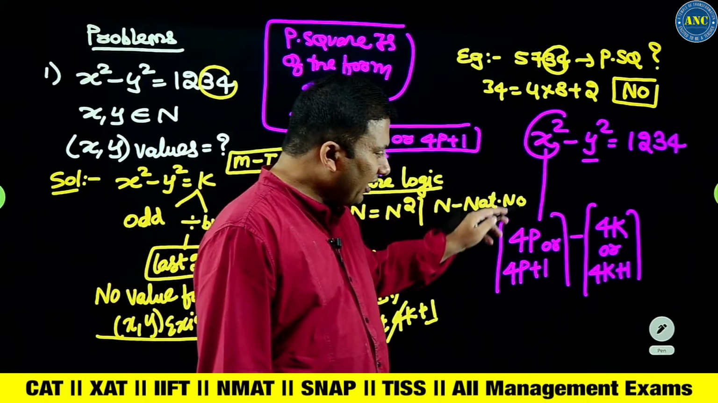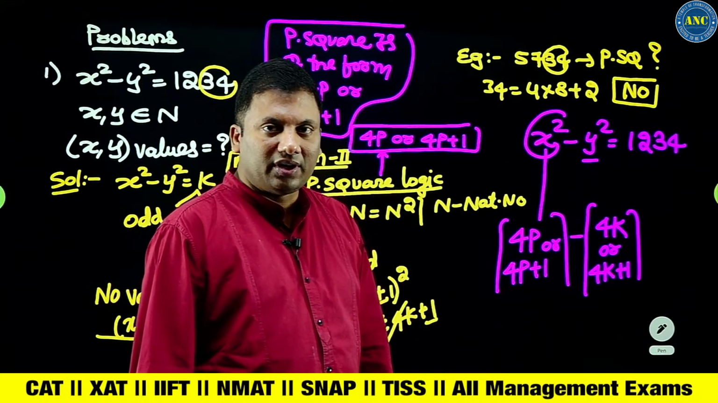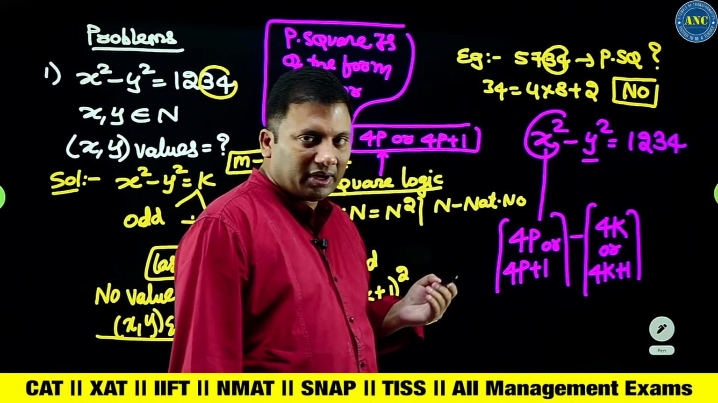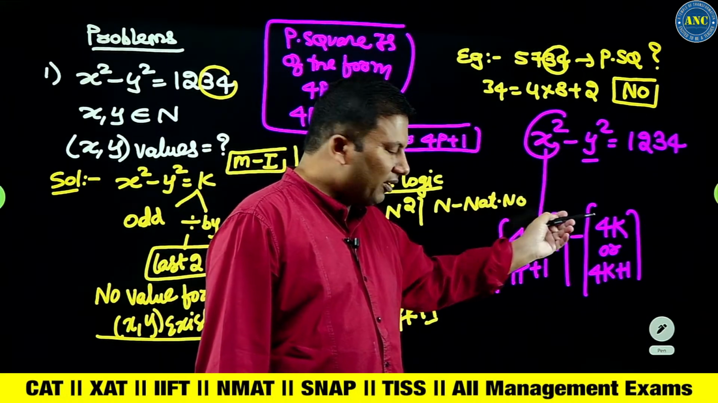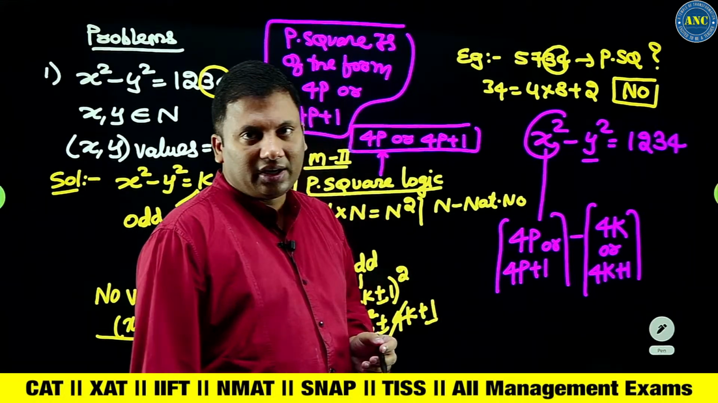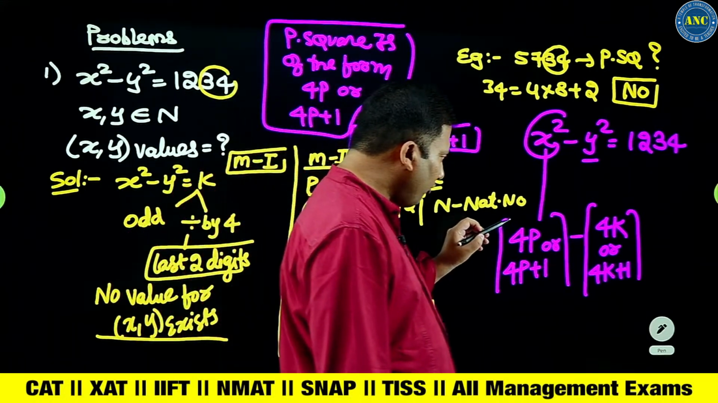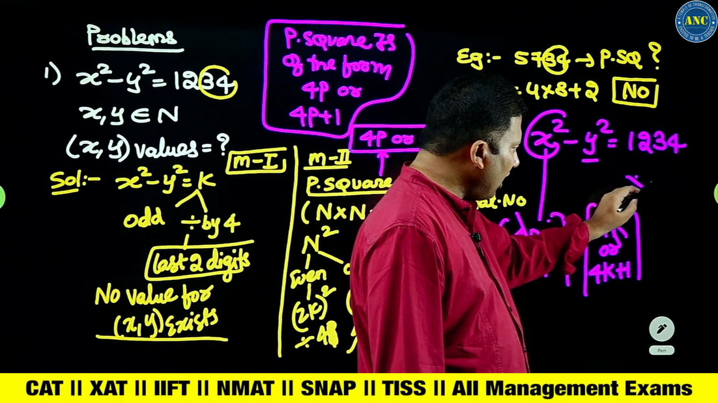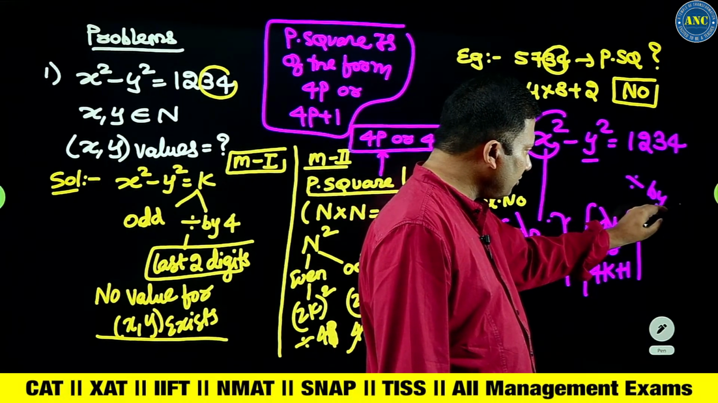Any perfect square is either perfectly divisible by 4 or gives a remainder 1. There are 4 cases. This is divisible by 4, this is divisible by 4. The answer should be divisible by 4.